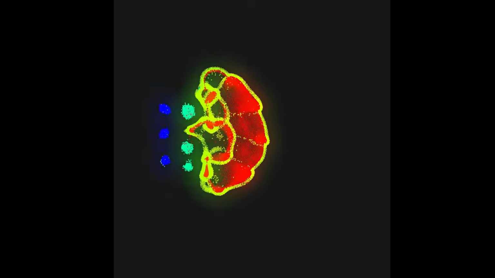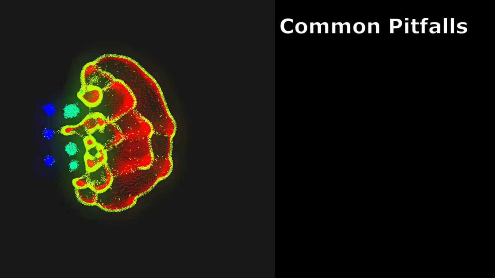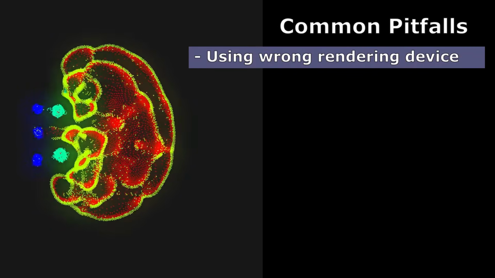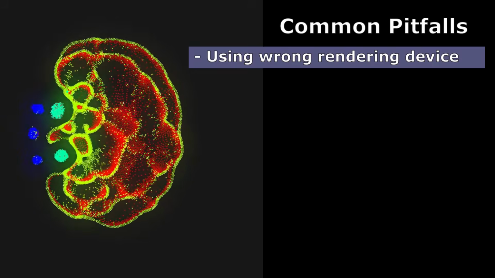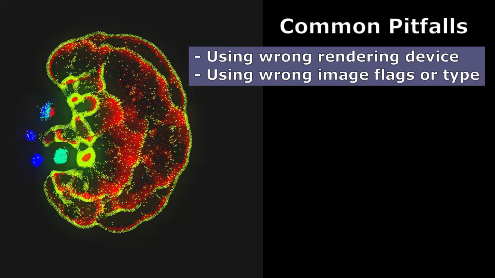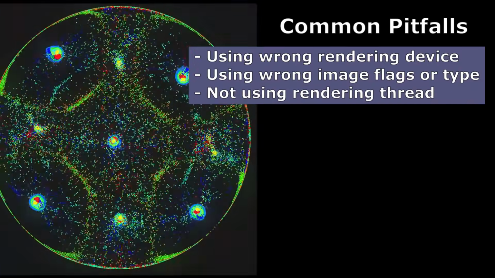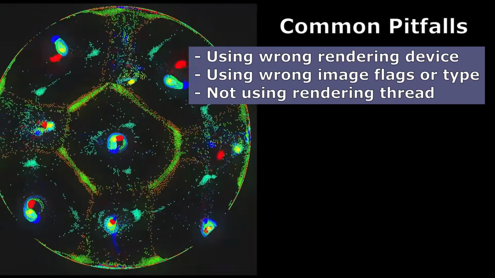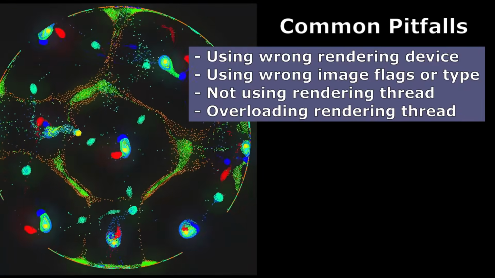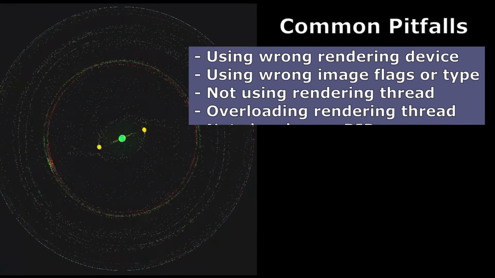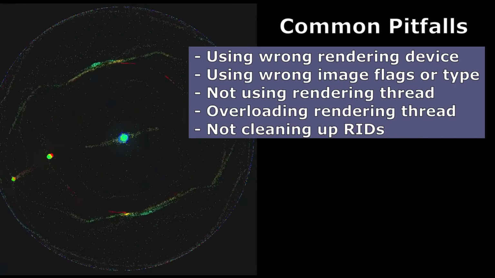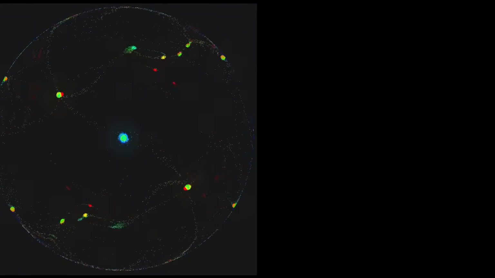But this setup is also pretty strict. When it breaks, it usually breaks for predictable reasons. Using a local rendering device instead of the main one. Forgetting the sampling usage flag on the texture. Calling rendering device functions outside of the rendering thread. Moving too much logic into the rendering thread. And not clearing RIDs after they're no longer needed. Any one of those can quietly break the pipeline.